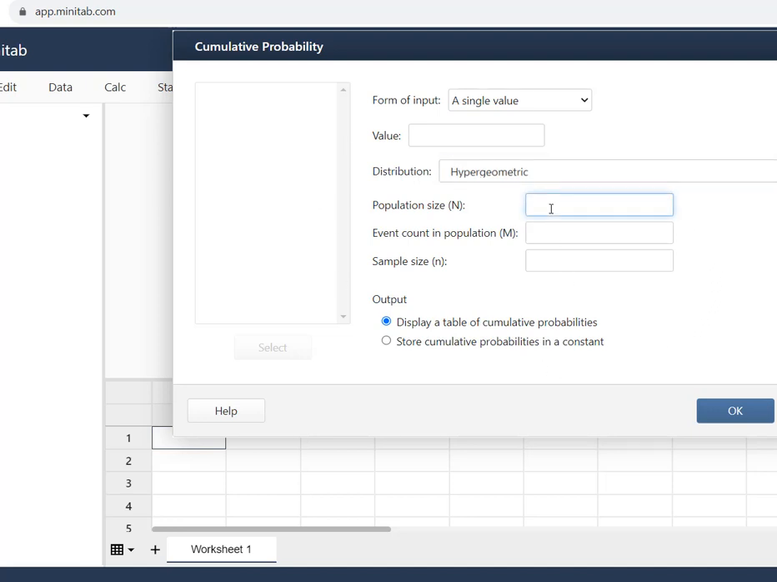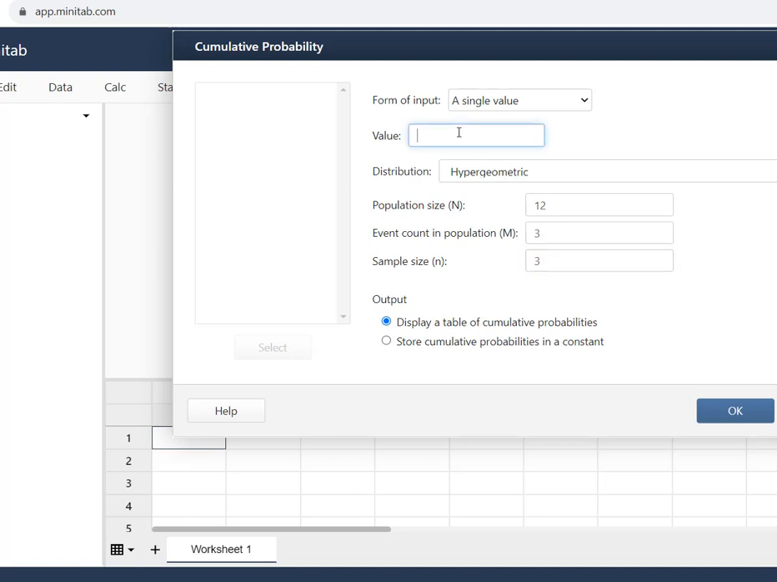variables. So the population size was the breeder had 12 puppies available. The event count in the population, or M, is simply the number in that population that meet my criteria, and I knew that there were 3 female puppies, and I was going to take a sample size, N, of 3.